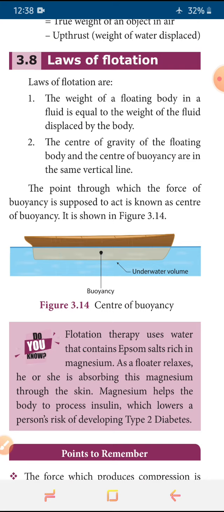Then do you know, we'll discuss about flotation therapy. So the patient who is floating in water, so already this water is containing Epsom salts rich in magnesium, and when he is floating relaxed, he or she is absorbing this magnesium through their skin, and magnesium helps the body to process insulin, which lowers a person's risk of developing type 2 diabetes. This is called as flotation therapy.